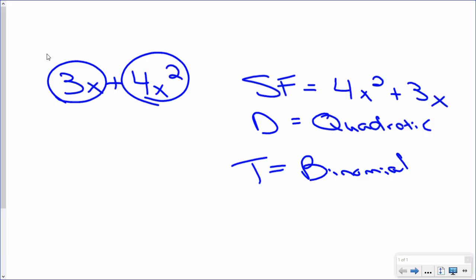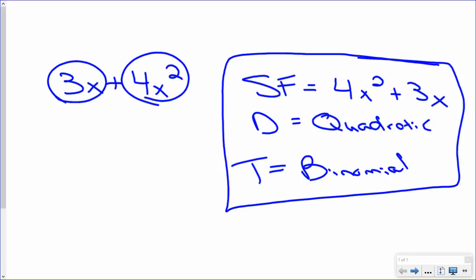Okay, so that's how the quiz starts, guys. And don't forget, I can't tell you how many times students forget to read directions. So read the directions, get all three of those right, because if you only do one of the three parts, it's not good.